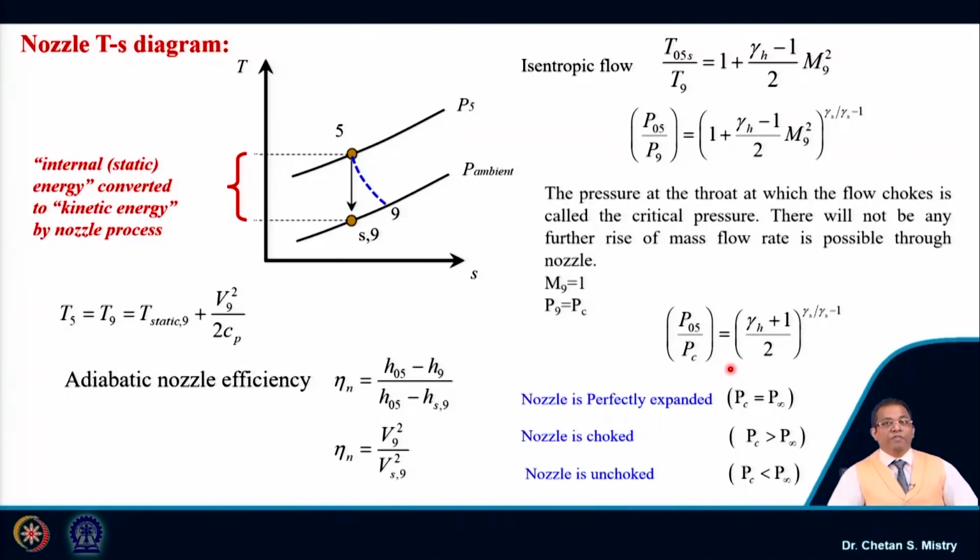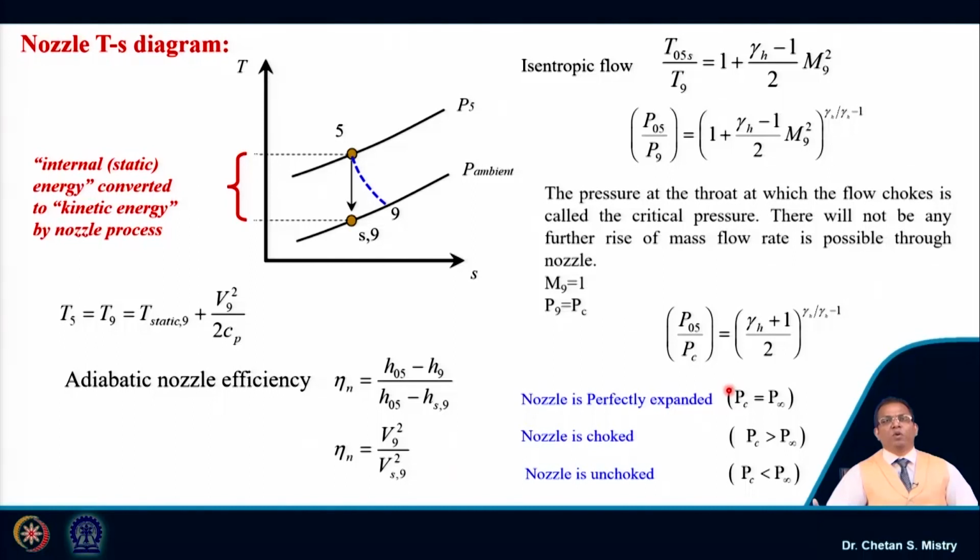So, if we calculate this ratio, suppose the critical pressure comes equal to my atmospheric pressure, then I say my nozzle is a perfectly expanded nozzle. If the critical pressure is higher than the atmospheric pressure, we can say my nozzle is in choked condition, and if my critical pressure is lower than the atmospheric pressure, then we say my nozzle is under unchoked condition.